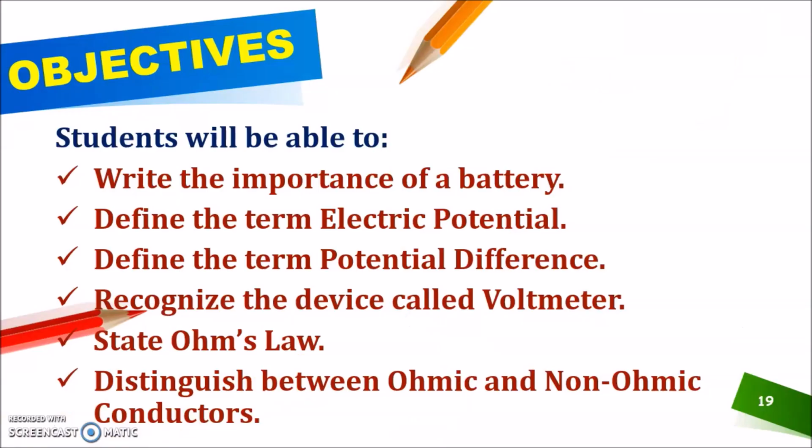Objectives. Students will be able to write the importance of a battery in a circuit, define the term electric potential and potential difference, recognize the device called voltmeter, state Ohm's law, and distinguish between ohmic and non-ohmic conductors.